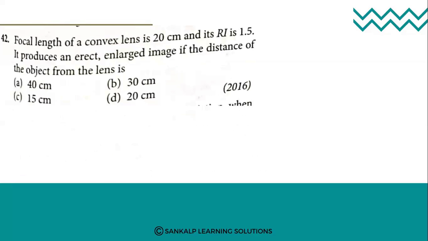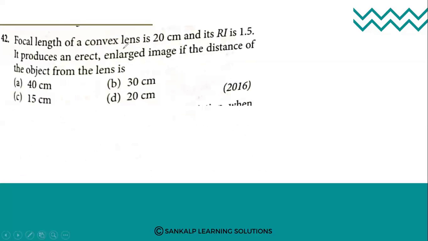Going for the next question, students. So the focal length of a convex lens is 20 centimeter, and its refractive index is 1.5. It produces an erect enlarged image if the distance of the object from the lens is.